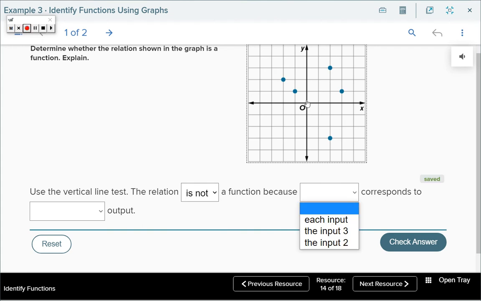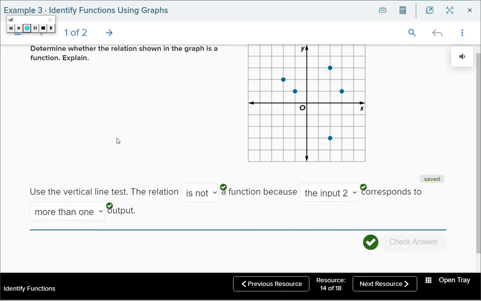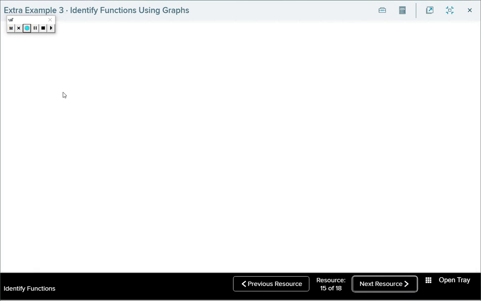The input of 2 has what? Why is this input 2? Because my x value is 2. It has a y value of what? 3 and negative 3. So does it have more than one output? So does that mean it's a function? It is not a function. Good. All right. Let's take a look at this one.